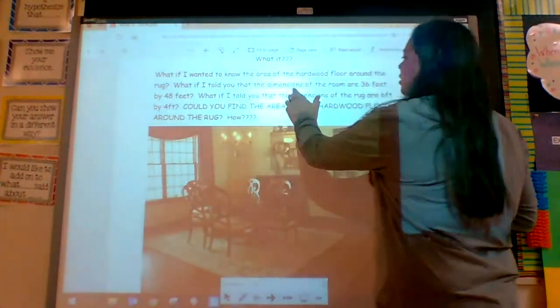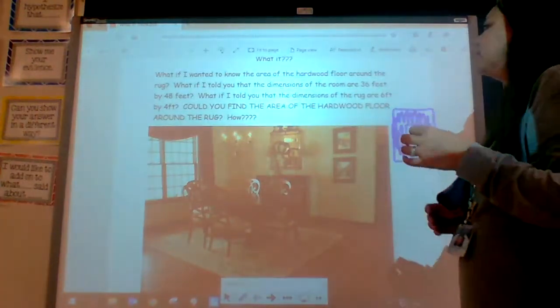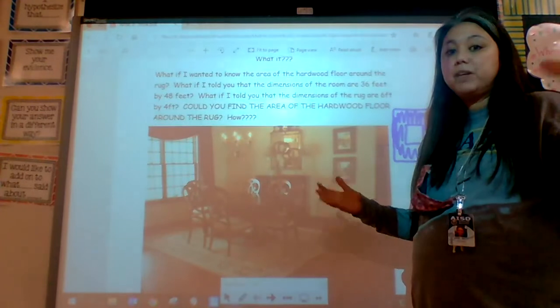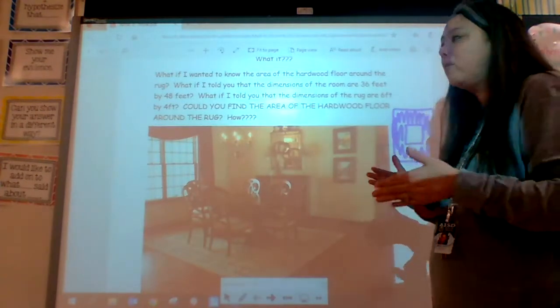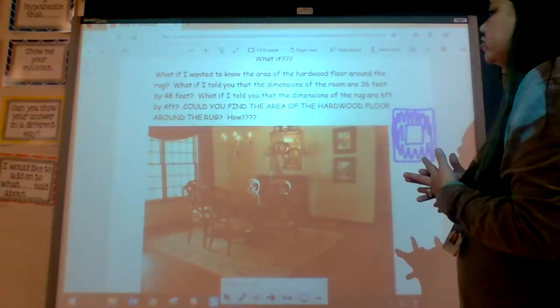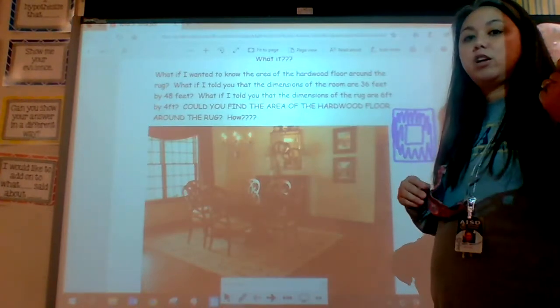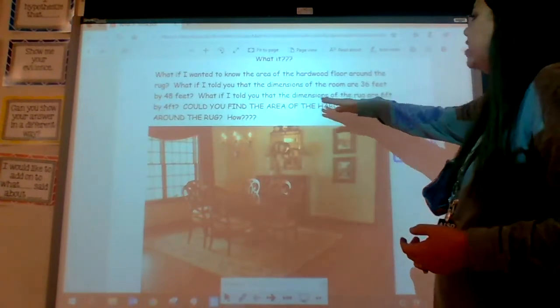What if I told you that the dimensions are the length, the width, and the height? Things like that are dimensions: how tall something is, how wide something is. When we say three-dimensional, we're talking about length, width, and height. When we say two dimensions, we're talking about length and width. So we have to understand that word.